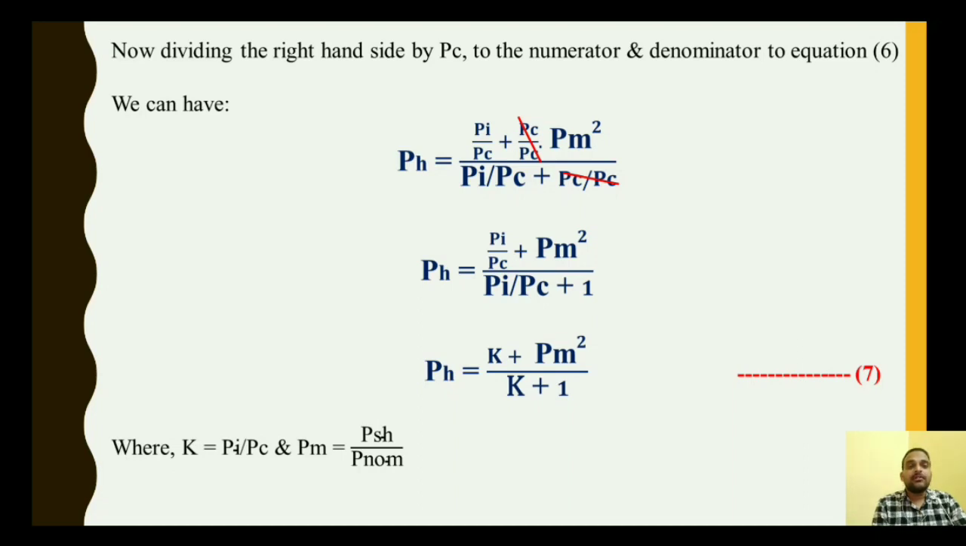Okay, why? Because iron losses are considered to be constant, so the overall losses we are considering here, don't get confused over here. Pi upon Pc is said to be a constant k, so we are considering Pi upon Pc equals k, so Ph will be equal to (k plus Pm square) divided by (k plus 1). This is equation number 7.